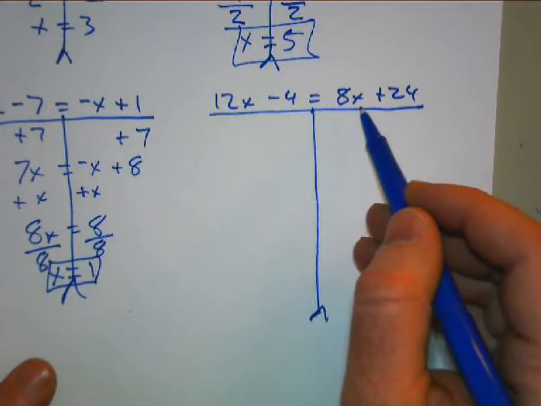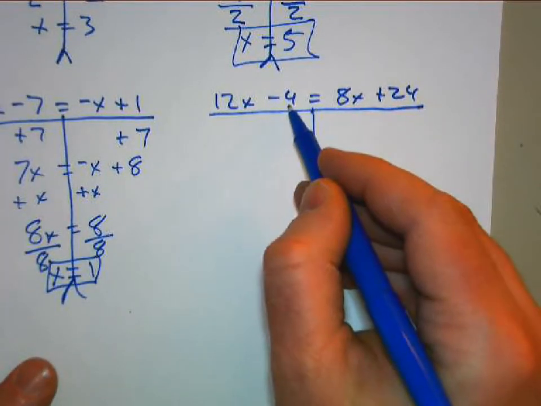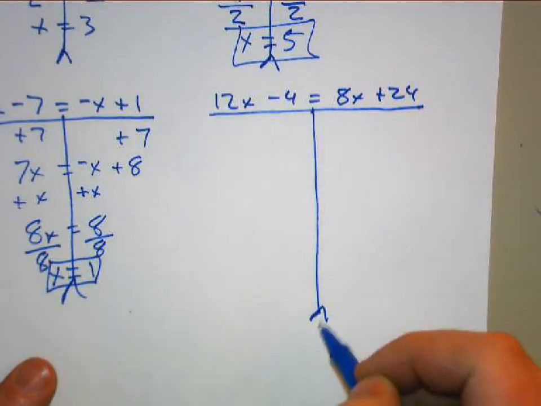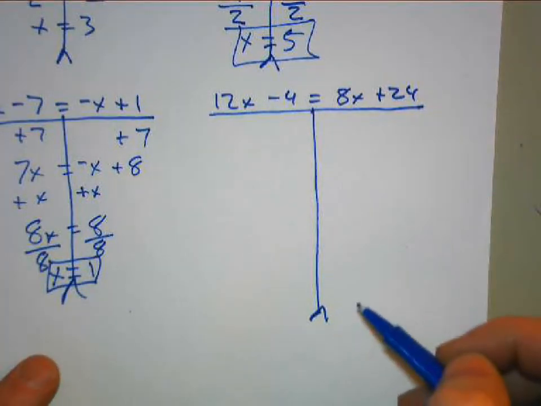Last problem for this video. 12x minus 4 equals 8x plus 24. How do I undo minus 4? Make sure you build your teeter-totter. It's a great way to keep track.